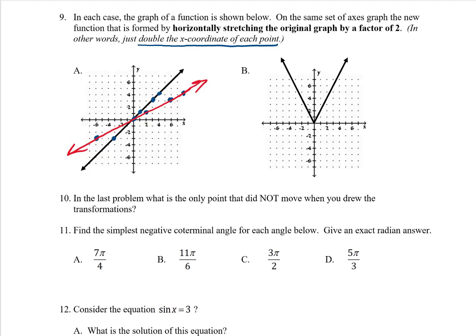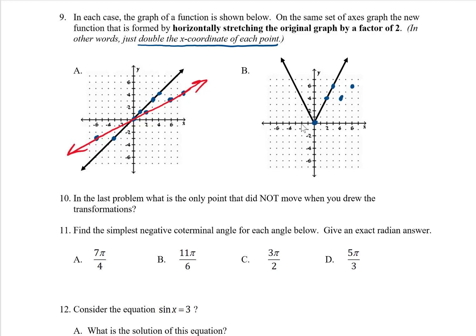Let's take a look at this V-shaped graph. Just a similar idea. Let's find a nice spot here. Here's one. (2, 4) is now at (4, 4), doubling that x value. And let's see, (3, 6) would now be at (6, 6). (0, 0) is not going to change.